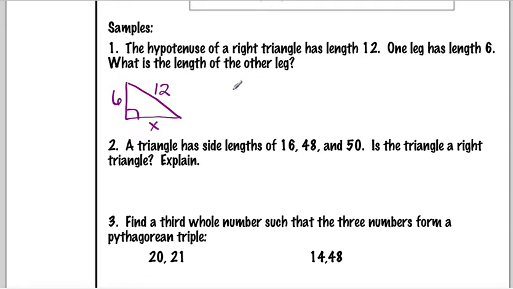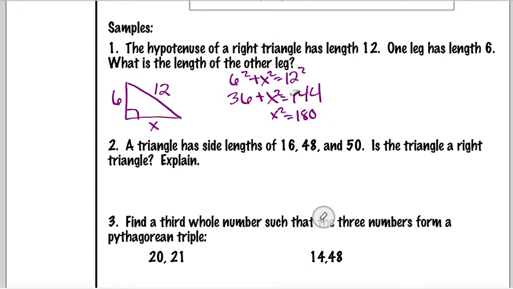So we're going to plug this into the Pythagorean theorem. A squared plus b squared equals c squared. Hypotenuse is the c squared. So 6 squared plus x squared equals 12 squared. So 6 squared is 36. 12 squared is 144. So plugging that in, we're going to subtract 36 from 144, which gives us 108. So we see that x squared is 108, not 180. And then we're going to square root to get x alone.